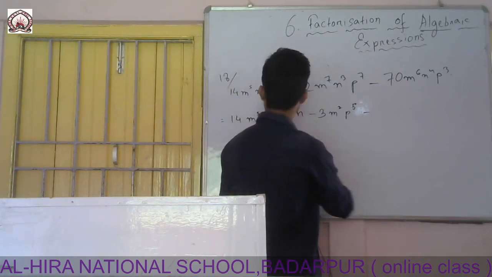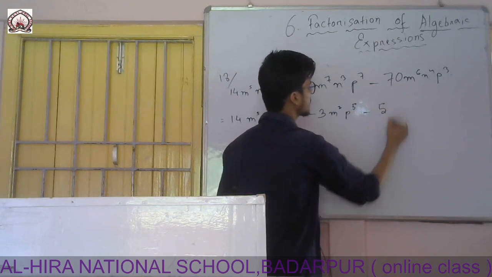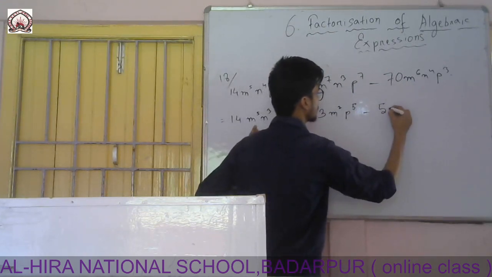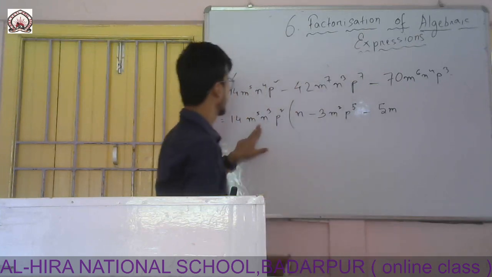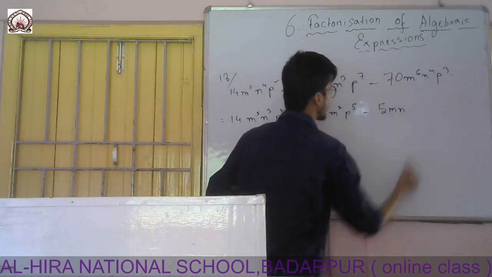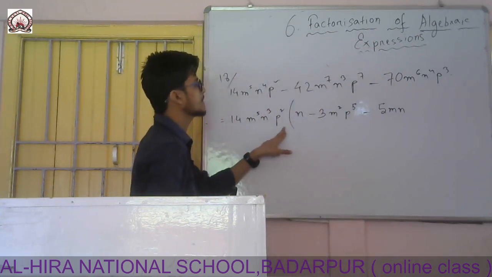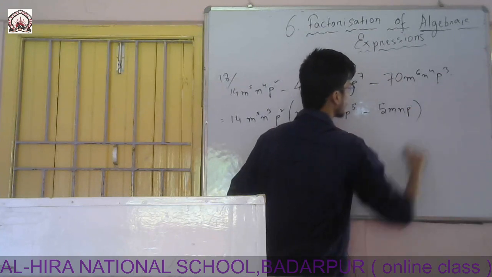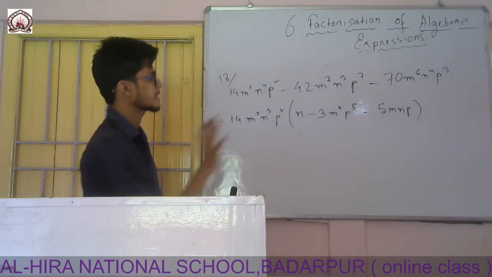Now minus, again 14 5s are 70. They are m to the power 5, they are m to the power 6, that means I need 1 m. Then n cube, they are n to the power 4, that means I need 1 n. And they are p square and p cube, that means I need 1 p. So these are the factors.